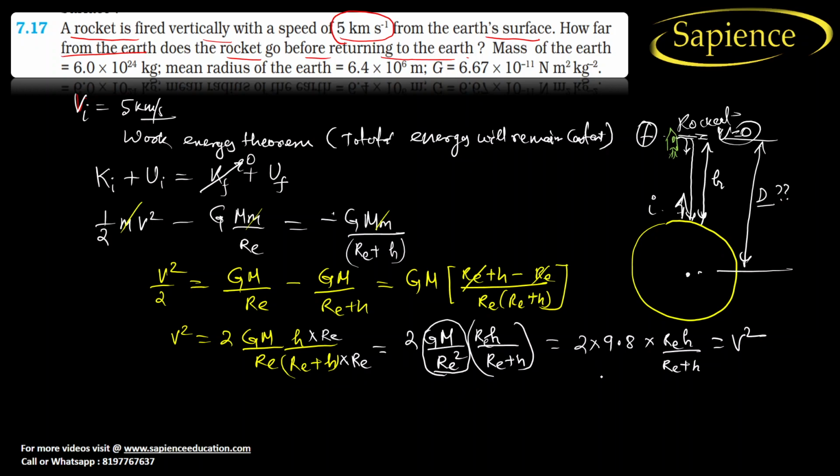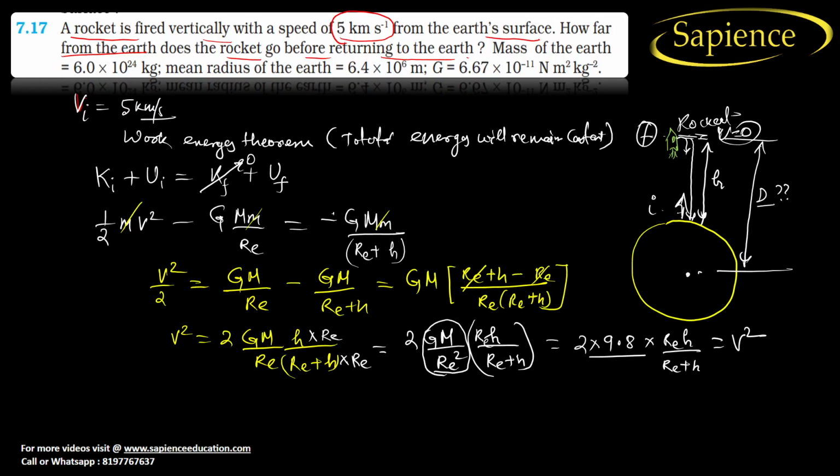Now from here we need to find height. How will we find height? So this is 19.6. Let us go to the next slide. 2 into 9.8 is 19.6, so 19.6 into R_e h by (R_e plus h) is equal to v square.